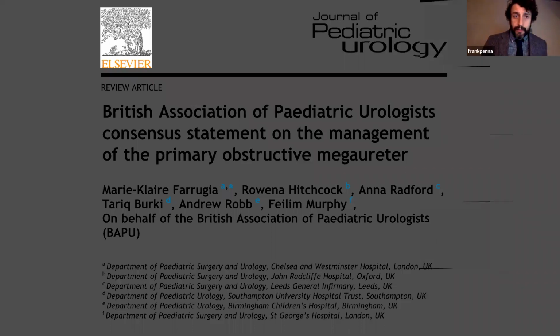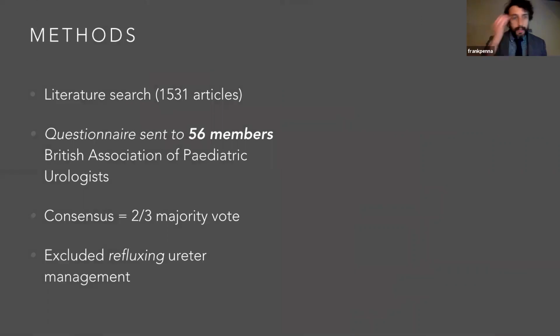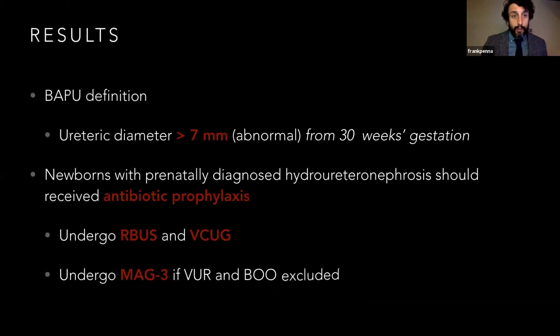So moving on here, this is just a survey looking at megaureter by 56 members of the British Association of Pediatric Urologists. Just to summarize, the reason I bring this study up is what's the significant diameter of the ureteric diameter, excuse me, it's typically greater than 7 millimeters. And this can be prenatally diagnosed. So those are kids that we ought to follow and get a postnatal ultrasound.